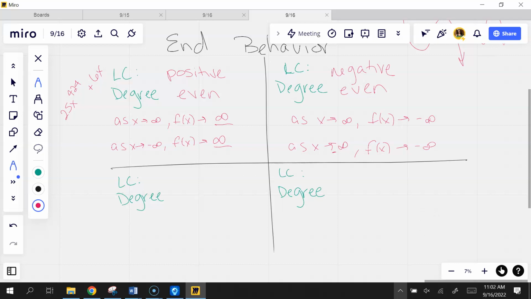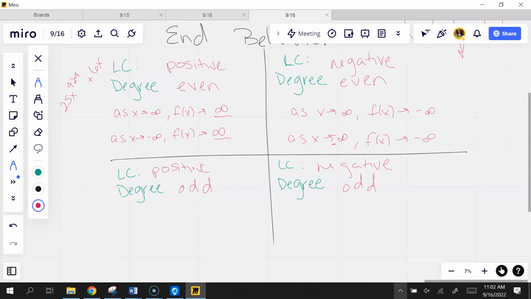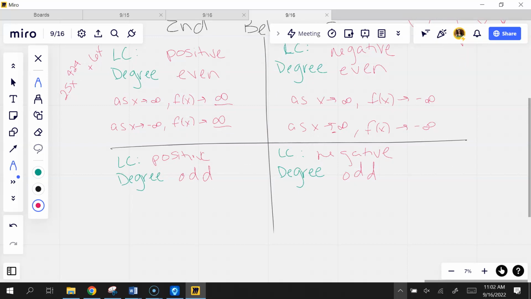All right, if the leading coefficient then, I'm still talking about positive as opposed to negative, but my degree is odd. There are four possible scenarios. I'm just making every possible one. Positive and odd.